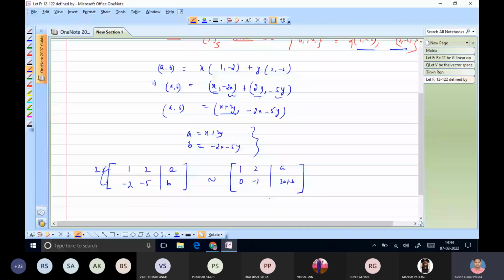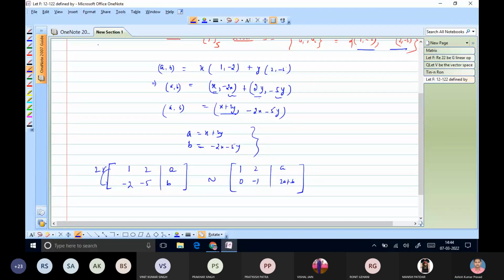Why will it help? Then we can add to the first row, like multiply 2 and then 8, then we get the values of x and y. Okay, that we can do.